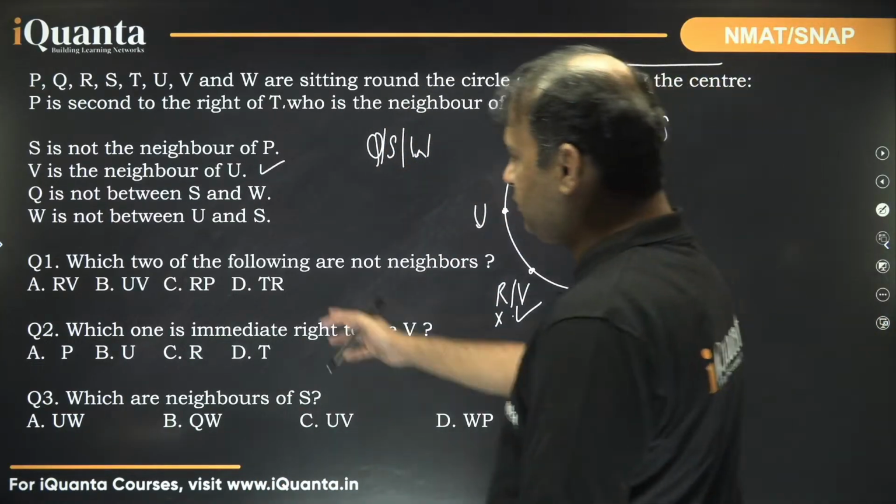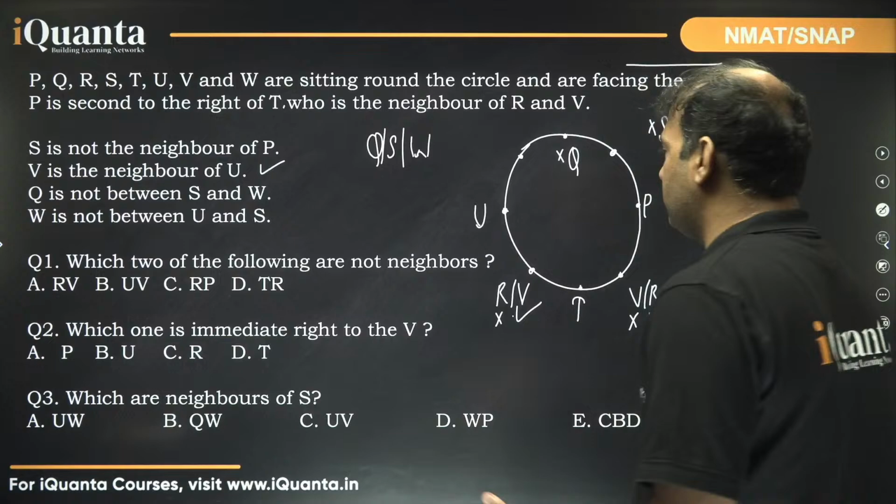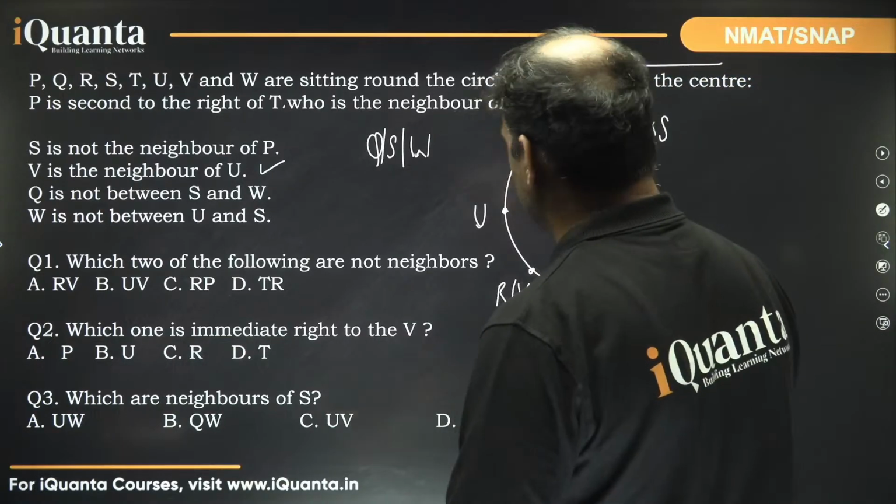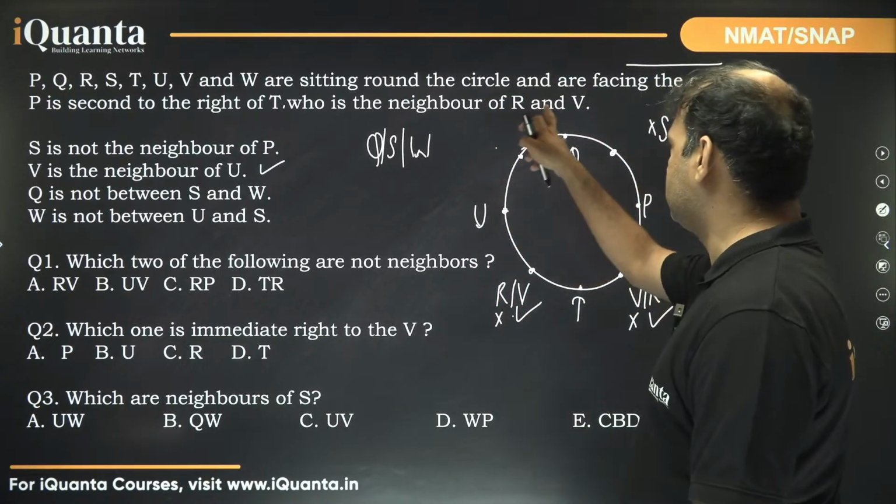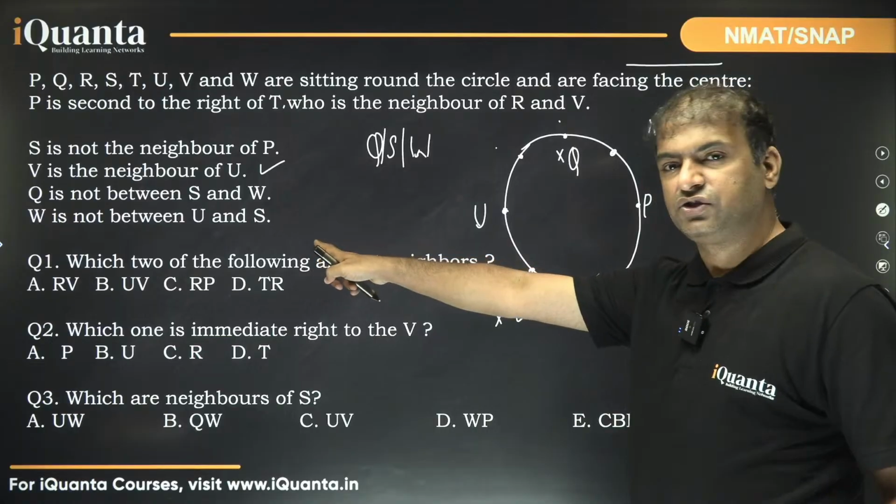Now they're saying W is not between U and S. We'll remember this point. W is not between U and S. So U is here. If W is here and S is here, that will be the only thing which is going to contradict this.